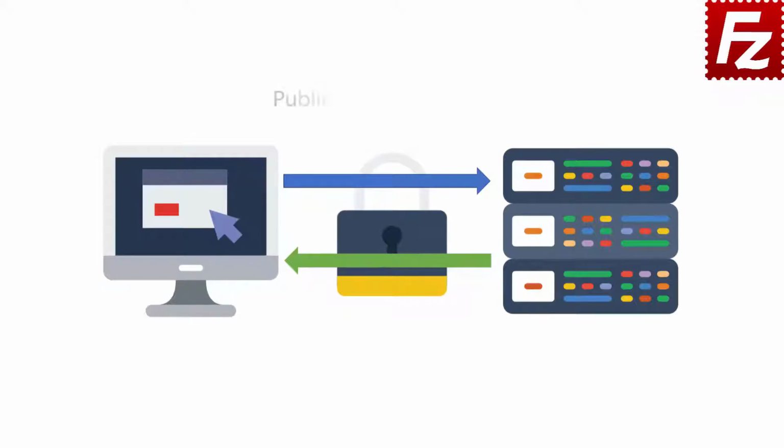SSH uses public key cryptography to authenticate the server. To authenticate the client, public key cryptography can be used, or alternatively, the client can use a password. How does SFTP work? SFTP is a complex protocol.